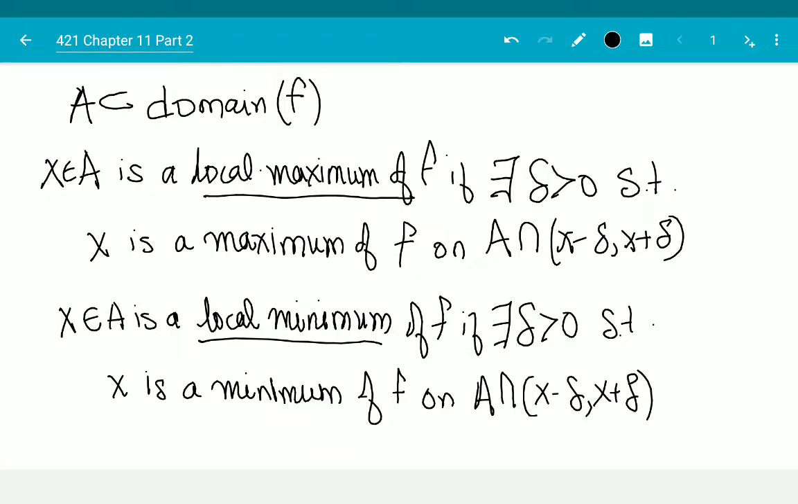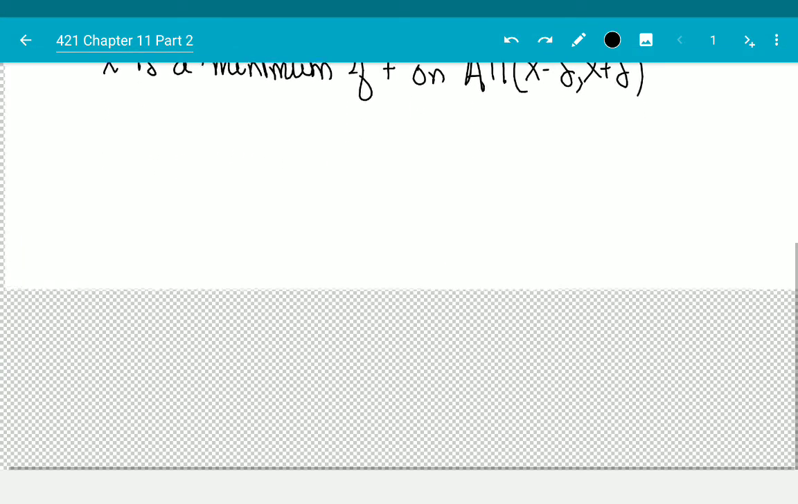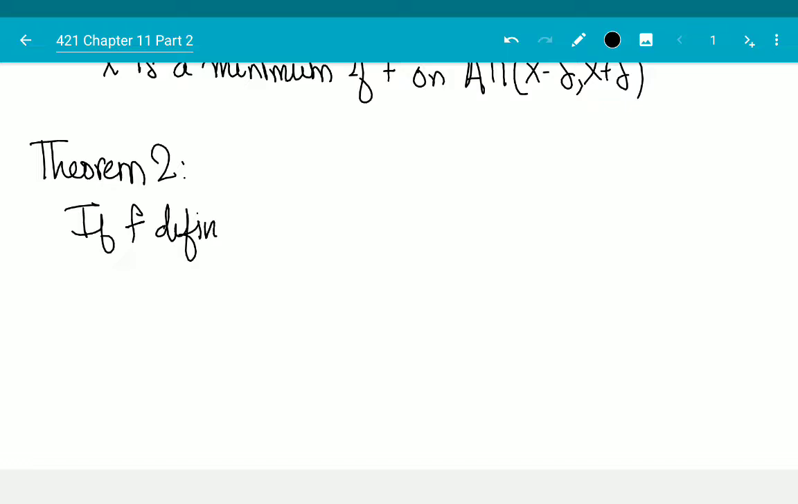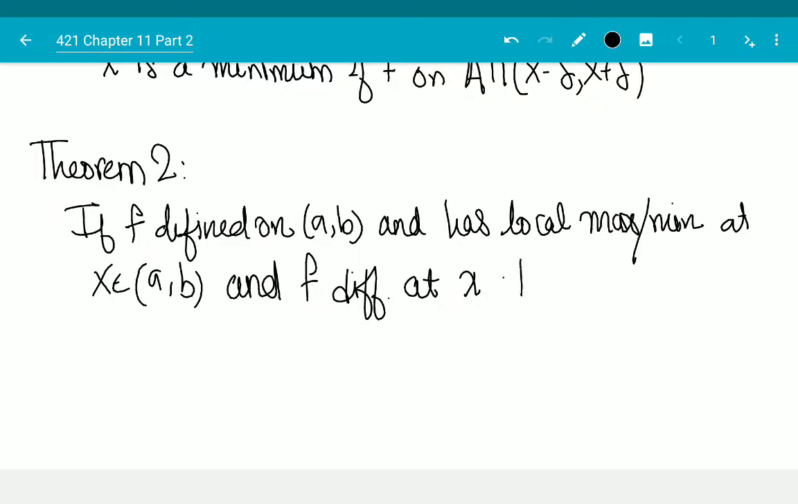We saw in theorem 1 that if the derivative exists at a maximum or minimum, then the derivative has to be 0. In fact, the same is true for local maximums and local minimums. Theorem 2: if f is defined on (a, b) and has a local max or min at x in (a, b), and if f is differentiable at x, then f prime at x is equal to 0.